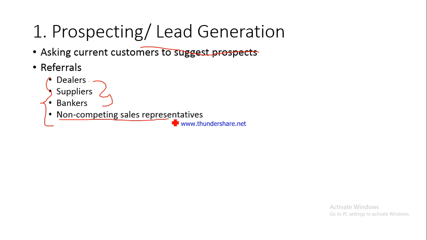Again, you can go for non-competing sales representatives, and you can also request them for referrals. Now what do we mean by non-competing sales representatives? Let's take the example of a salesperson who is selling refrigerators, and let's say you are selling televisions, right? So this particular sales representative is selling refrigerators and you are selling televisions.